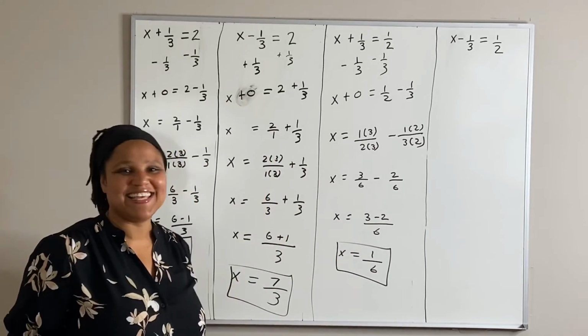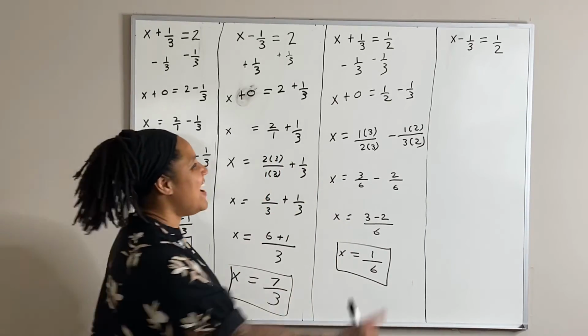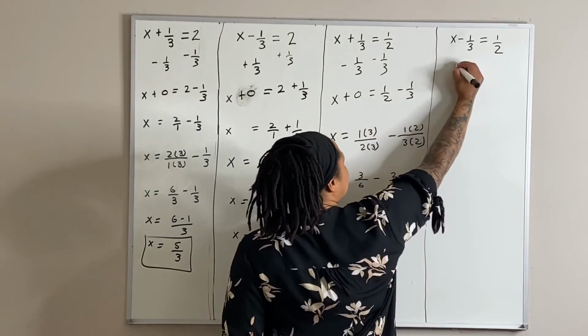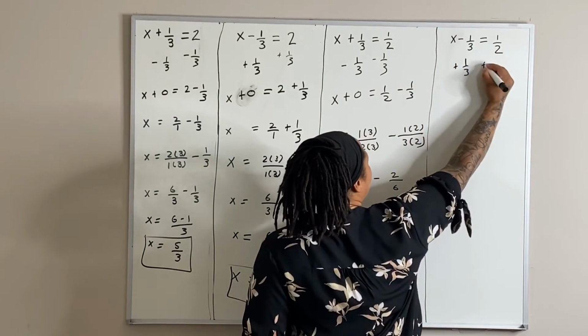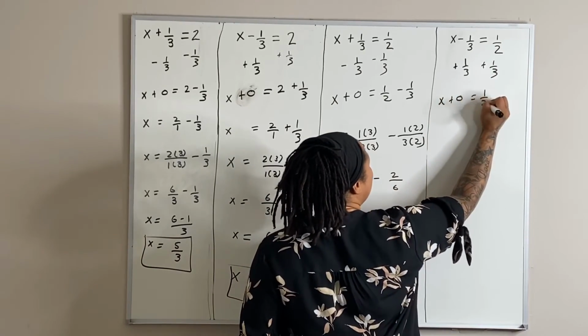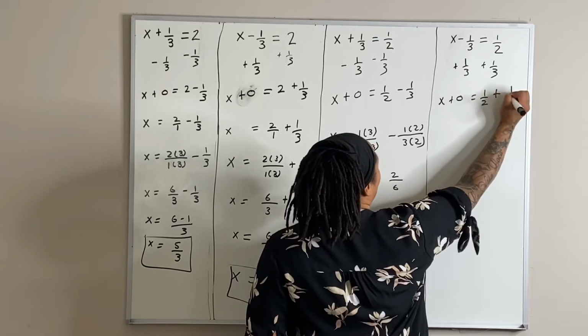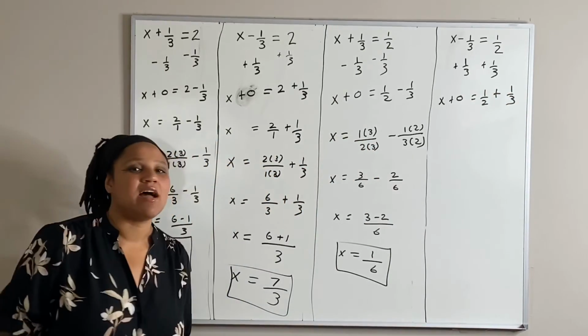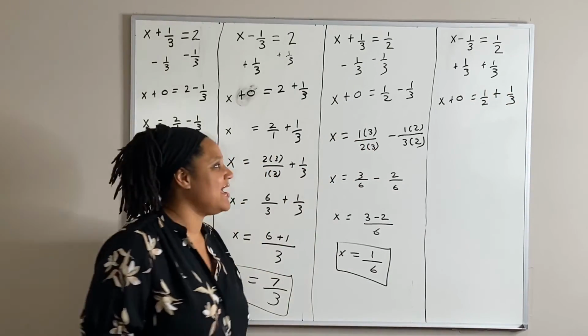And last but not least, I think you have it by now. We are adding 1/3 to both sides. And now we have x plus 0 is equal to 1/2 plus 1/3. Again, we need a common denominator. Our common denominator is a 6.